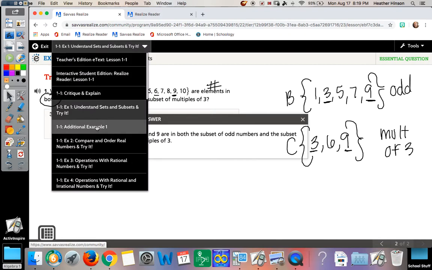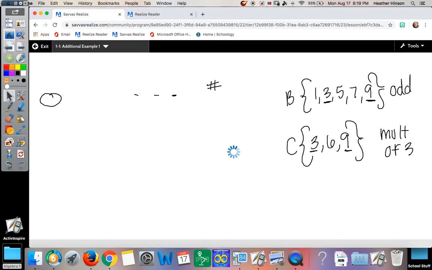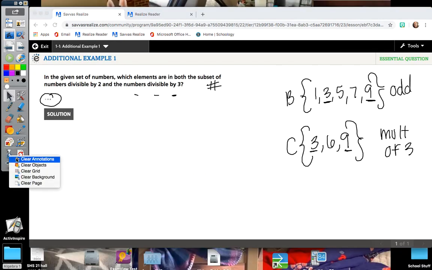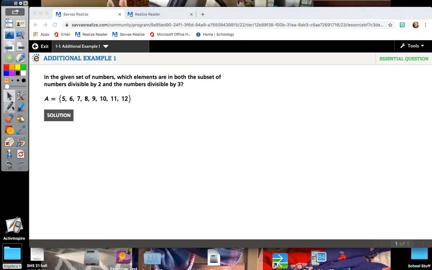Okay, I have one more example. This is not in your book. I just want to touch base with it and make sure you got it. So one more example. You can write this in the margin of your workbook. Given this set of numbers, this set right here, 5, 6, 7, 8, 9, 10, 11, 12, which numbers are both in the subset of numbers divisible by 2 and divisible by 3?